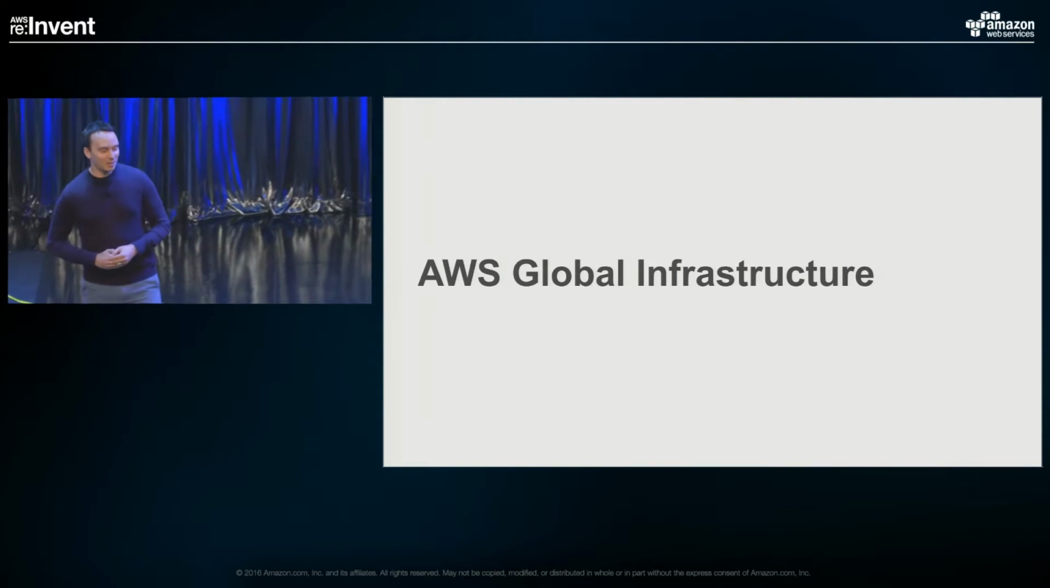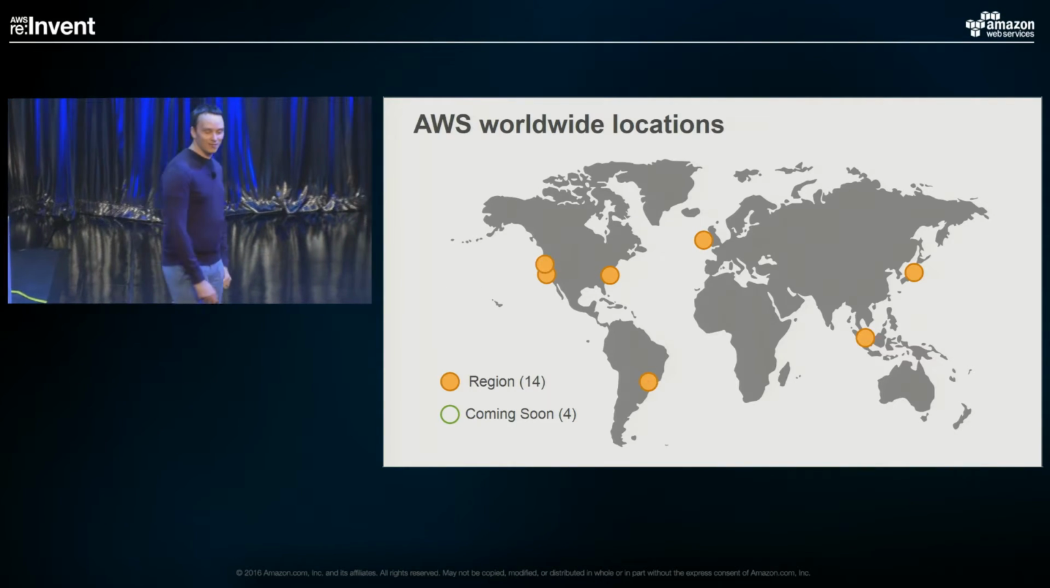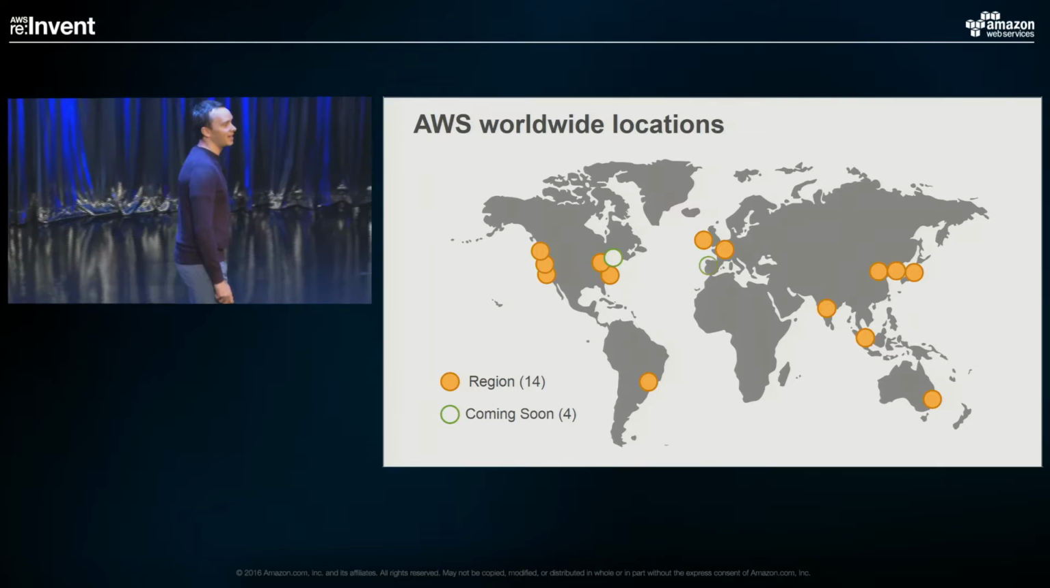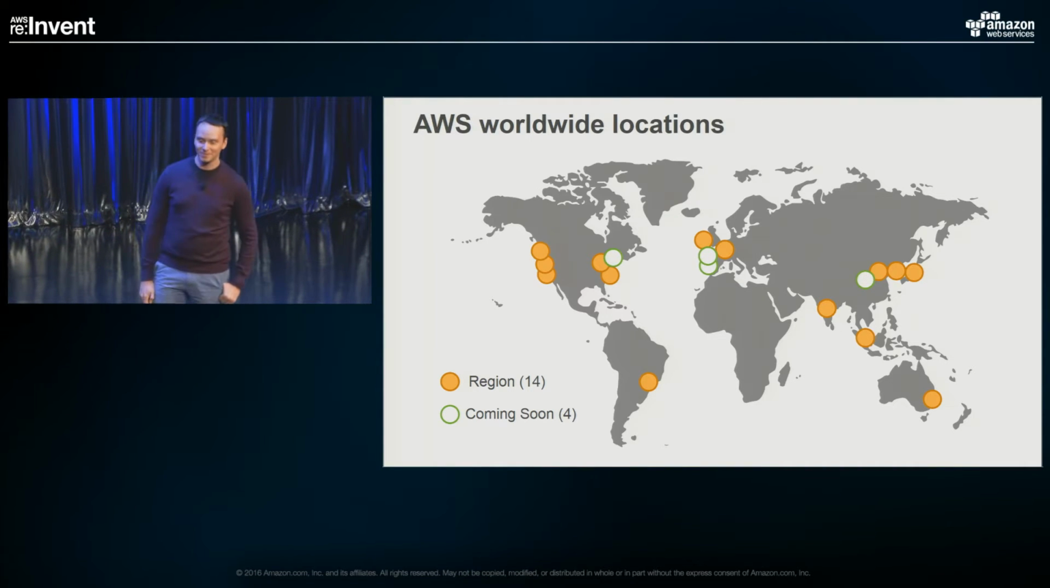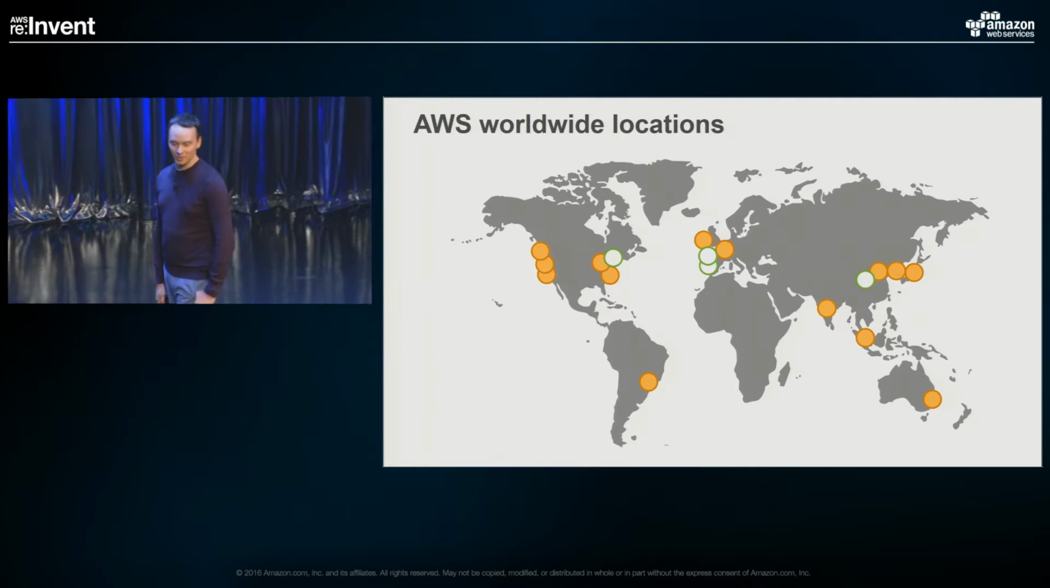So let's talk a little bit about global infrastructure for AWS. I know we all know what a region is, but I just want to look quickly at this. We have 14 regions globally today, and 4 more coming in the next year. And I want to look just at the Virginia region, just to see what it looks like.